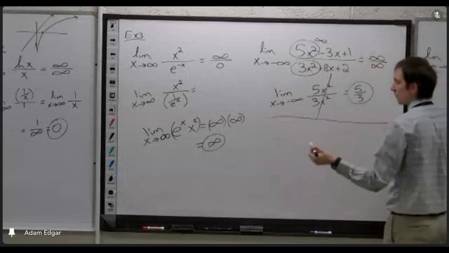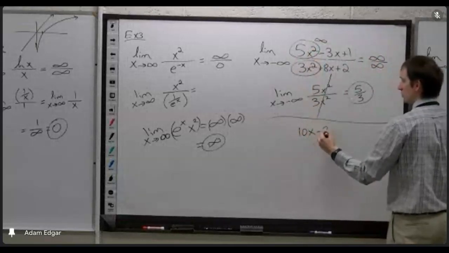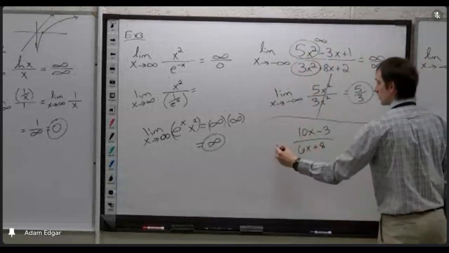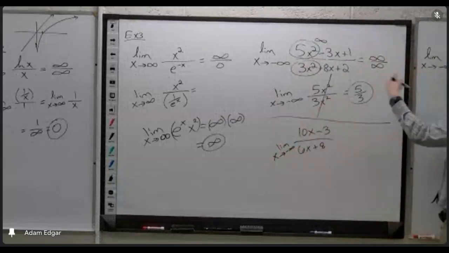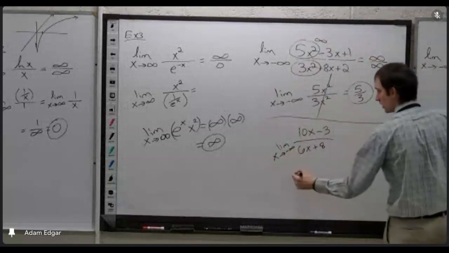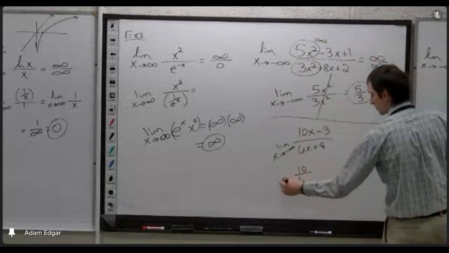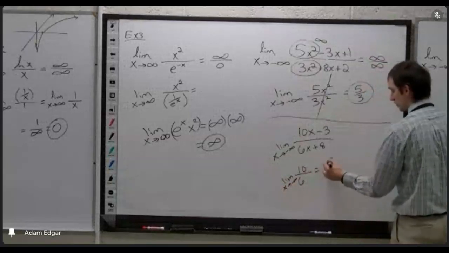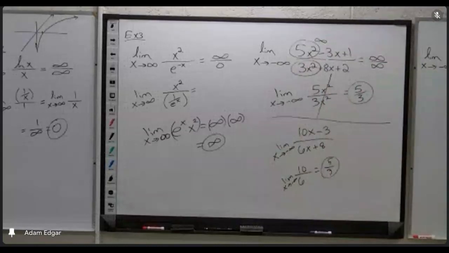And if you did L'Hopital's rule, this becomes 10x minus 3 over 6x plus 8. And then you can try again, you'd have negative infinity over negative infinity, so you can do L'Hopital's rule a second time. If you did L'Hopital's rule a second time, derivative of top is 10, derivative of bottom is 6. And then that reduces to 5/3. So there's two ways to attack that sort of thing. You recall what you did.